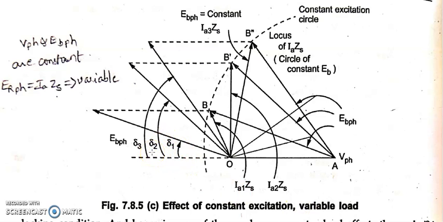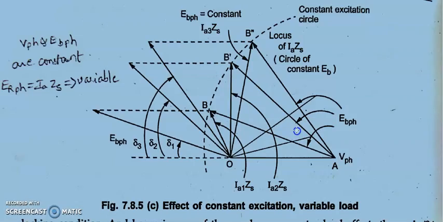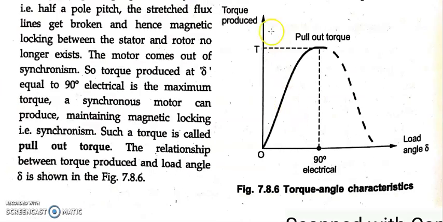Now the question arises, till how much can I increase the load, precisely how much can I increase the delta value? That we can get from the graph of torque versus load angle delta. Let us see that graph. Okay, here you can see we have plotted torque across load angle delta, where delta is in electrical degrees. Let us say for a constant excitation, the load is being increased slowly.